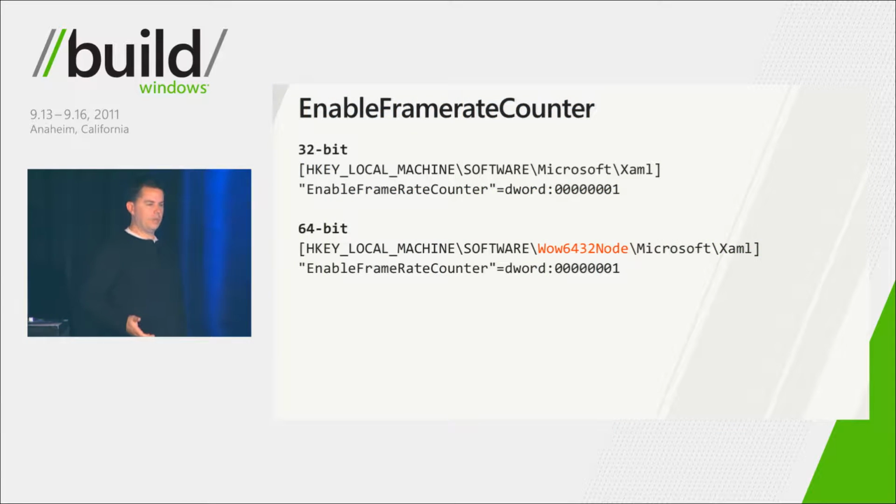We currently don't have a way to turn it on via an API mechanism. So this is the classic reg key secret ninja hack trick. We're not trying to hide it with some obfuscated name, of course. It's enable frame rate counter. These are the two areas, 32-bit and 64-bit, where you would enable these.